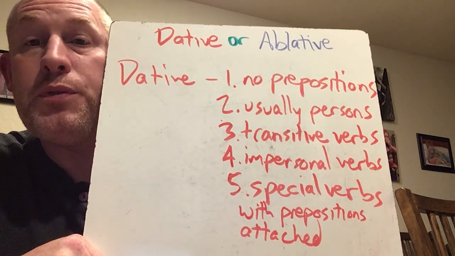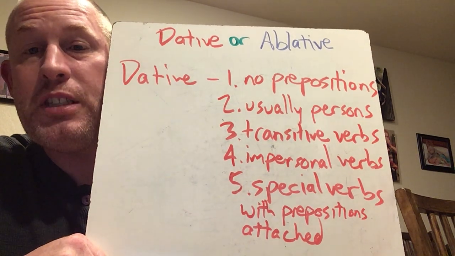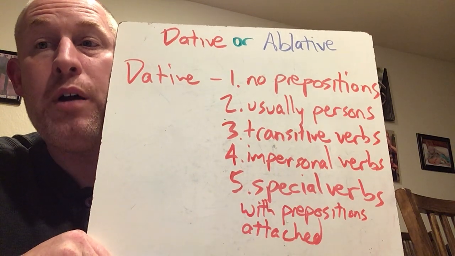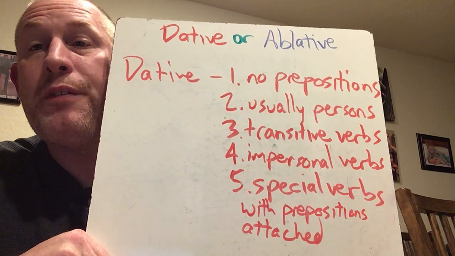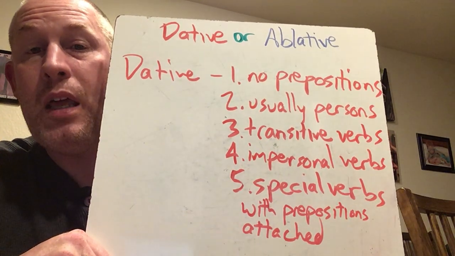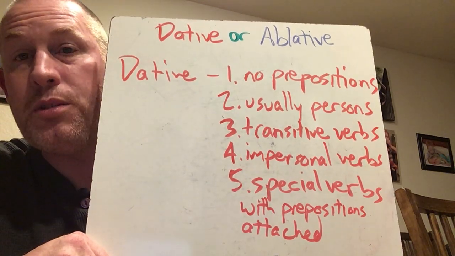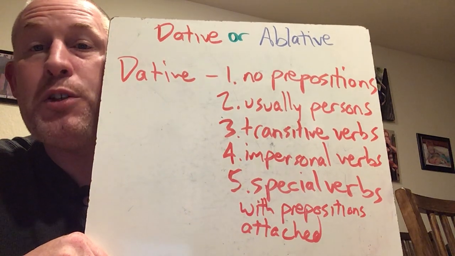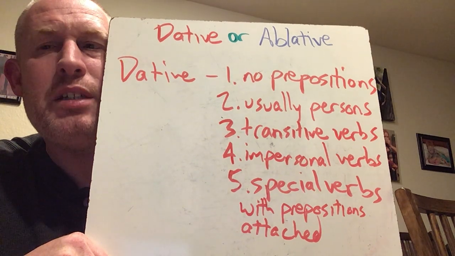Now, if neither of those are involved, there's still another kind of verb. It's called a special verb. And a lot of these special verbs exist with a preposition attached to it. So, for instance, apropinquo, apropinquare. That takes a dative. And if you look, the only times it doesn't take a dative is because you used ad instead. So those are the 5 reasons for using the dative case that you've run into, okay? No preposition, however, usually a person, and you're either going to have a transitive verb, an impersonal verb, or a special verb. That's not quite transitive, but it frankly feels like it should be.